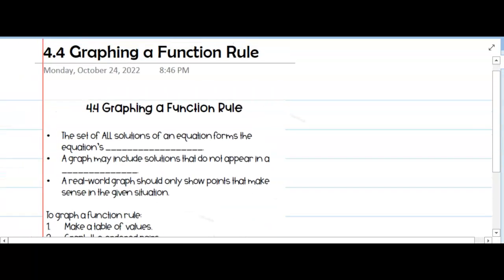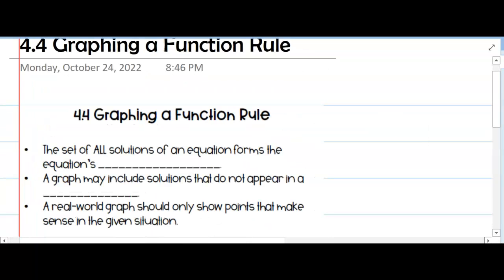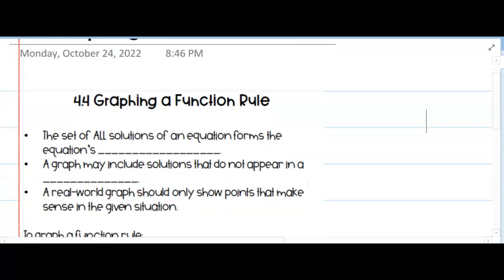All right, so you all probably thought you were going to get lucky and not have to have notes today, but sorry. We are still going to take notes just as normal. So today we are going to talk about how to graph a function rule.